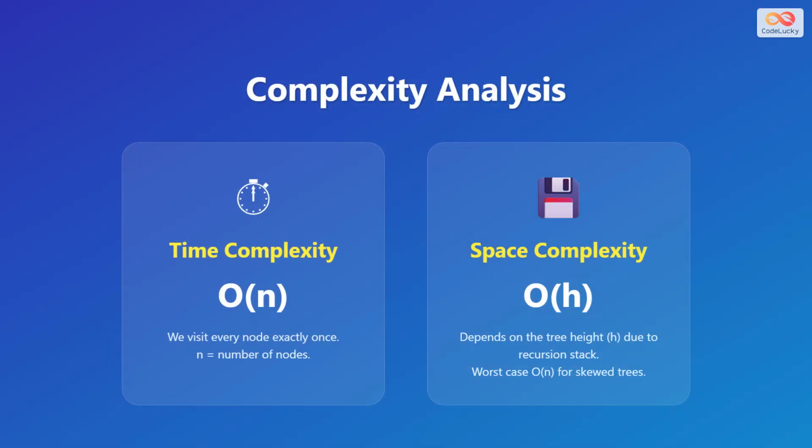In terms of efficiency, the time complexity is O(n), because we visit every node exactly once. The space complexity is O(h), where h is the height of the tree, because of the memory used by the recursion stack.